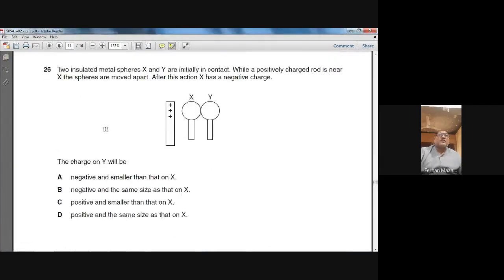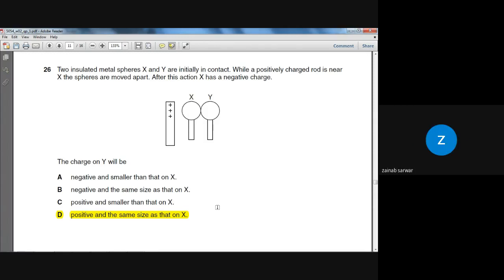Okay, next question. Two insulated metal spheres X and Y are initially in contact. While a positively charged rod is near X, the spheres are moved apart. After this action, X has a negative charge. What will the charge on Y be? If X has a negative charge, Y will have a positive charge, and the amount of charge on Y will be the same as that on X. Do you understand this? So D is the choice.